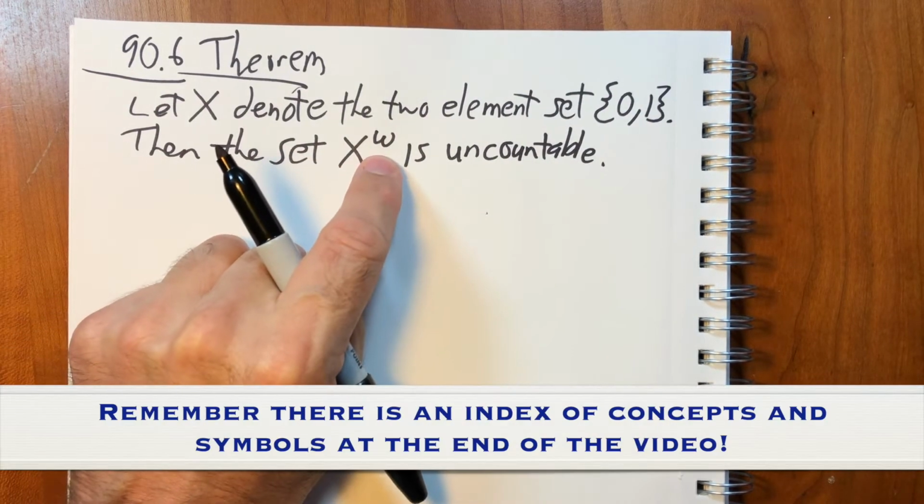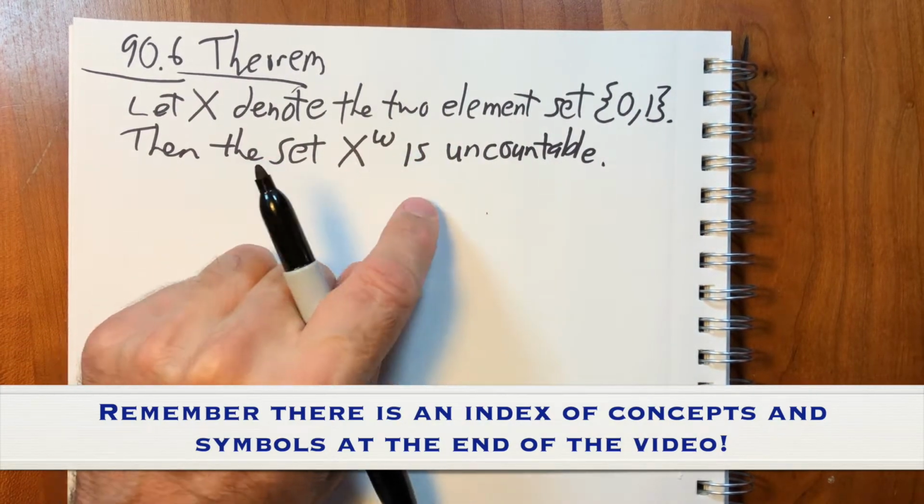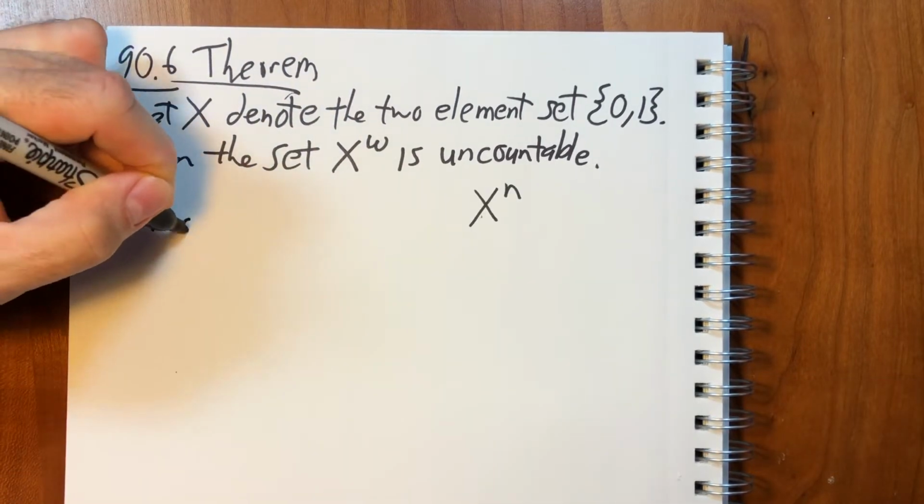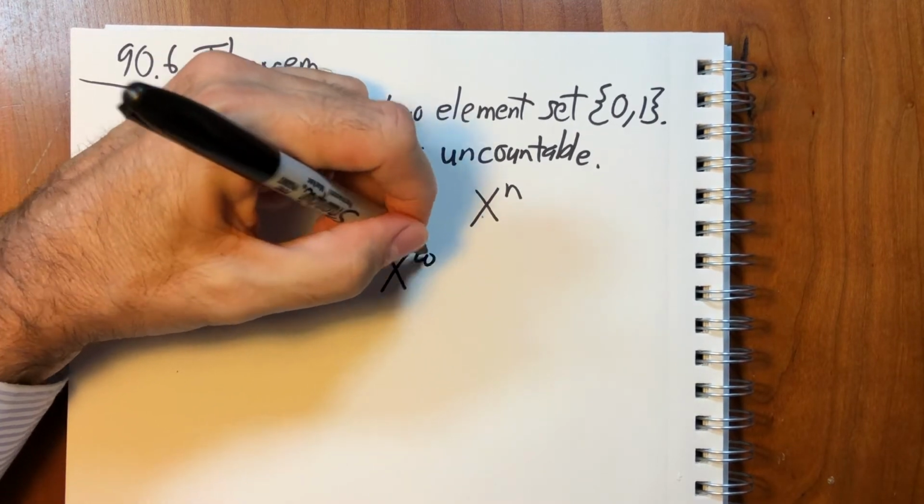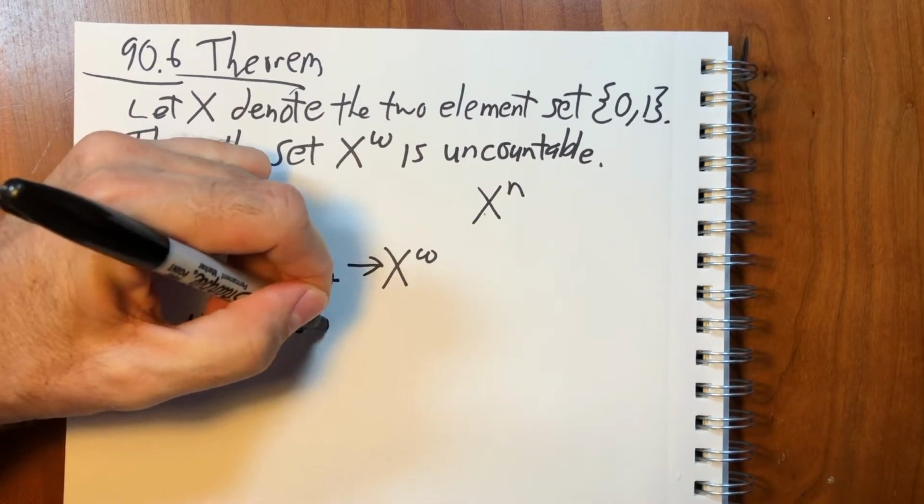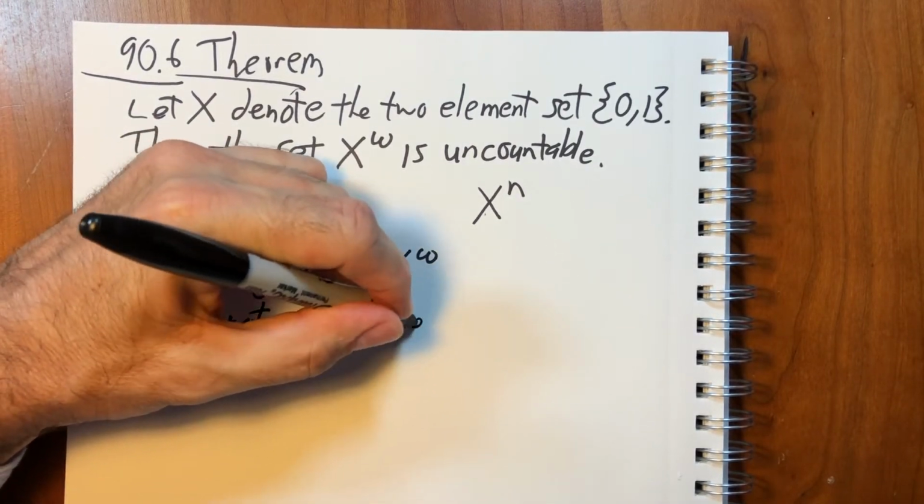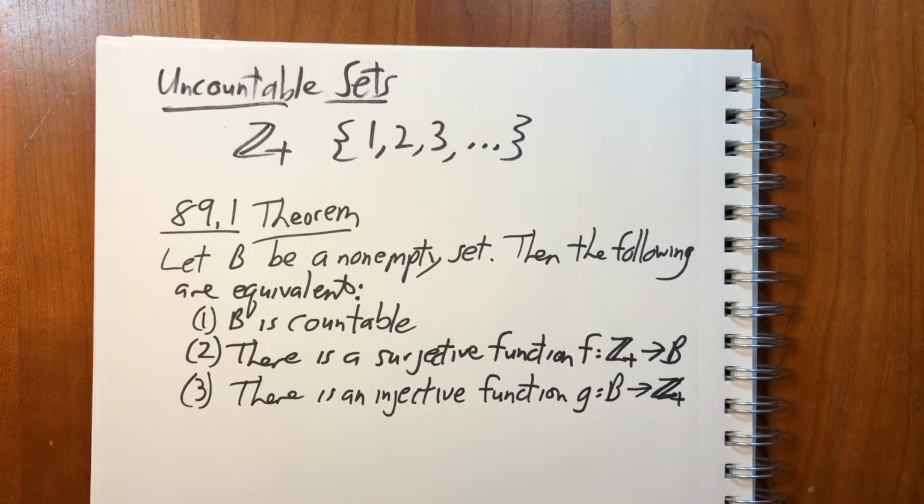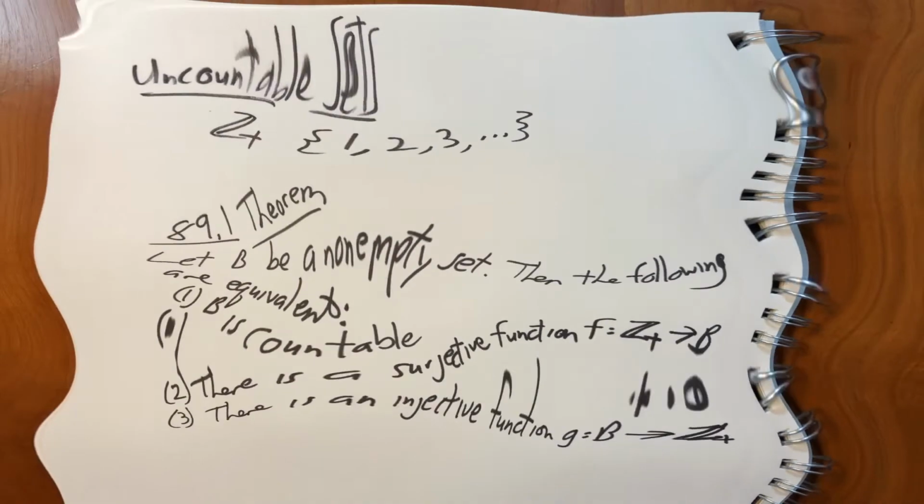Remember, X^ω is how we denote a set that is crossed with itself countably many times. So we're going to show that given any function from the positive integers to X^ω, this function is not surjective. And from the theorem from last time, that means that it cannot be countable either, because if there is a surjective function from the positive integers onto the set, then it is countable. So we're going to prove that none exist.